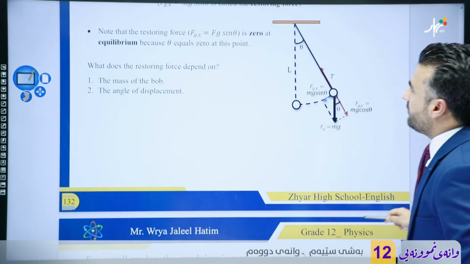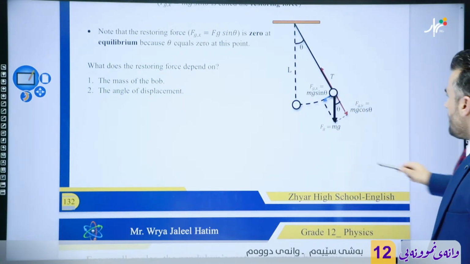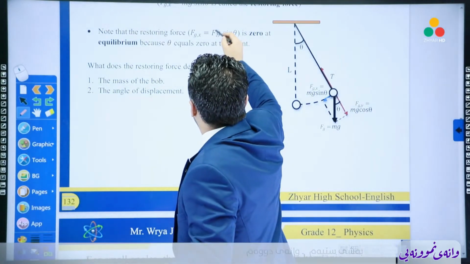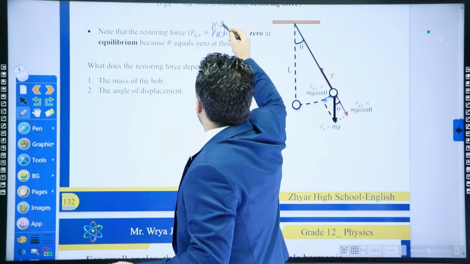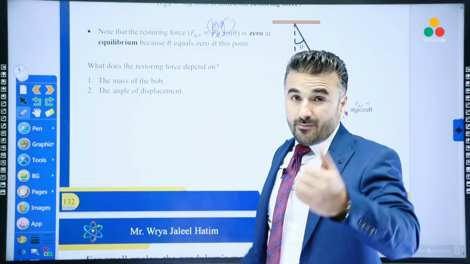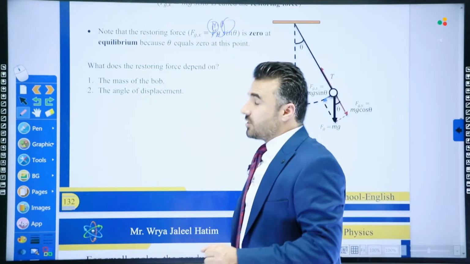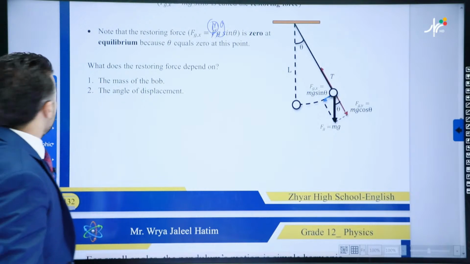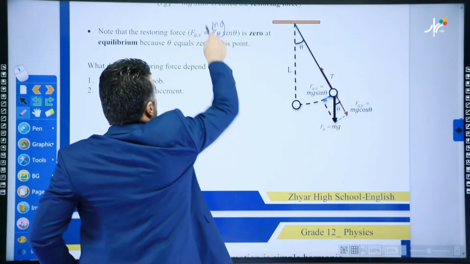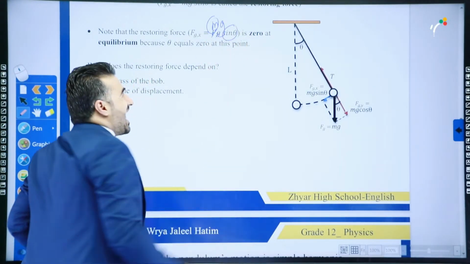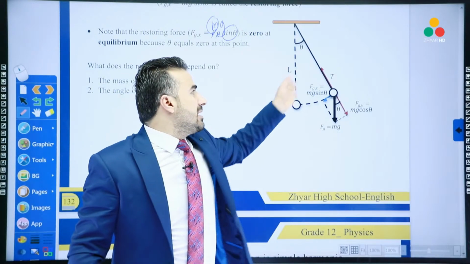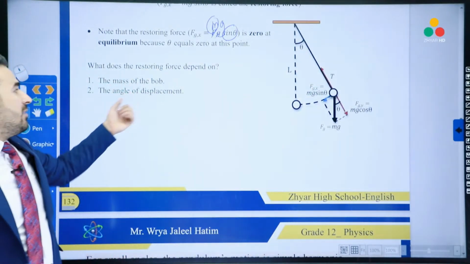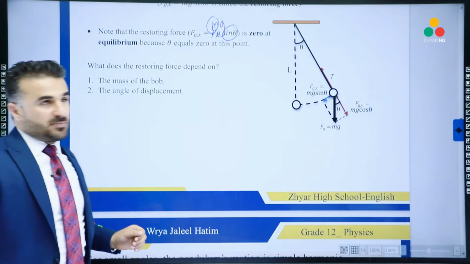By the way, the restoring force has to be mg, so make it mg here. The restoring force depends on the mass of the object, and also depends on what? It depends on the angle, not the gravitational acceleration, because that is constant. So we can say it depends on the mass of the bob and the angle of displacement from the equilibrium.